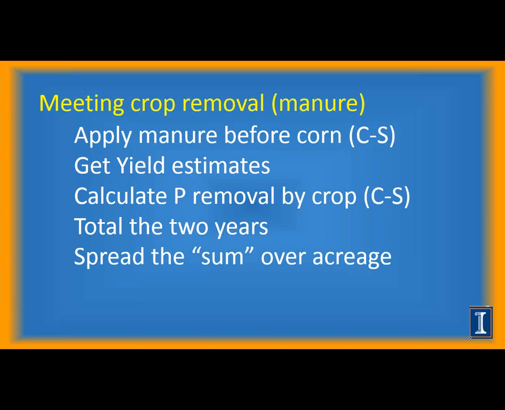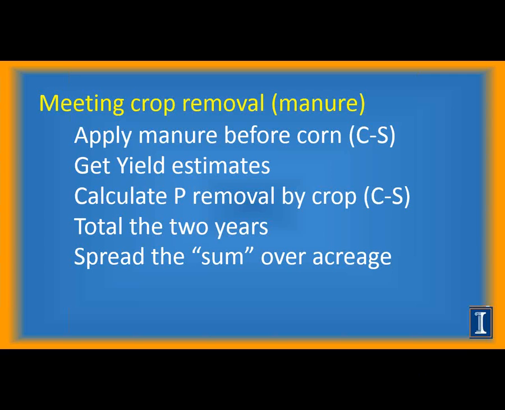So you're going to get your yield estimates, calculate your phosphorus removal by crop, total up to 2 years, and in most cases you're going to be making that manure application based on phosphorus. Okay, so let's say that you have 100 head of cattle, 100 steers, whatever, and they're putting out 8 pounds of manure per day, so you've got 800 pounds per day, and you total that up by 365 days, and then you would come up with a yearly annual amount of manure that you would have to deal with.